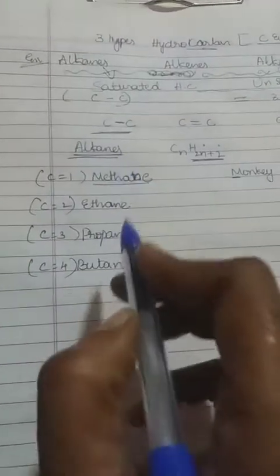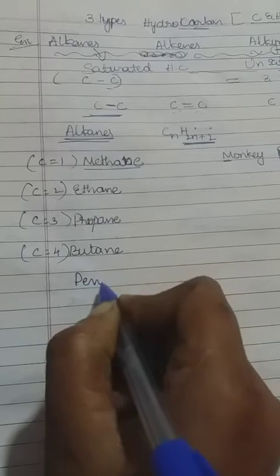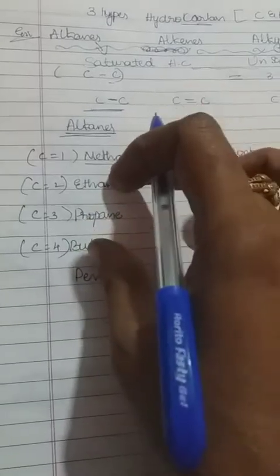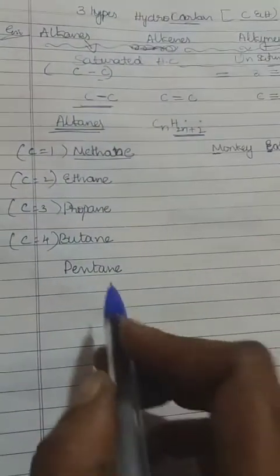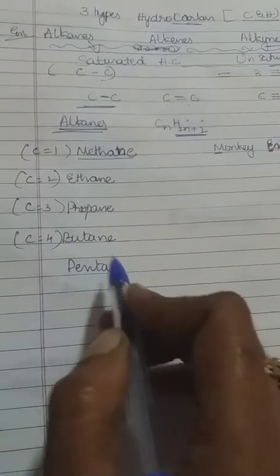Methane has carbon atom 1, ethane has 2, propane has 3, and butane has 4. Which is the fifth one? The fifth alkane hydrocarbon is pentane. These are Greek prefixes. If we know up to the four kinds of alkanes, the fifth one is very easy. Pentane means 5.